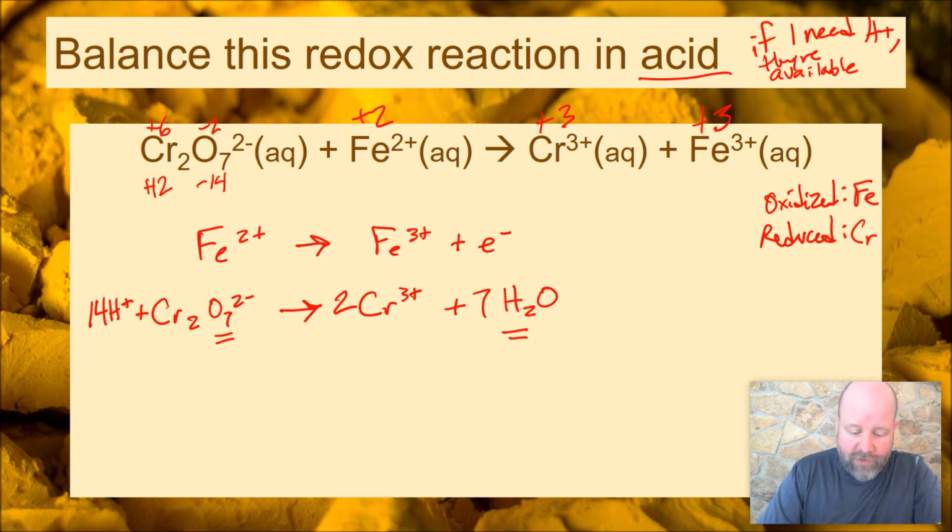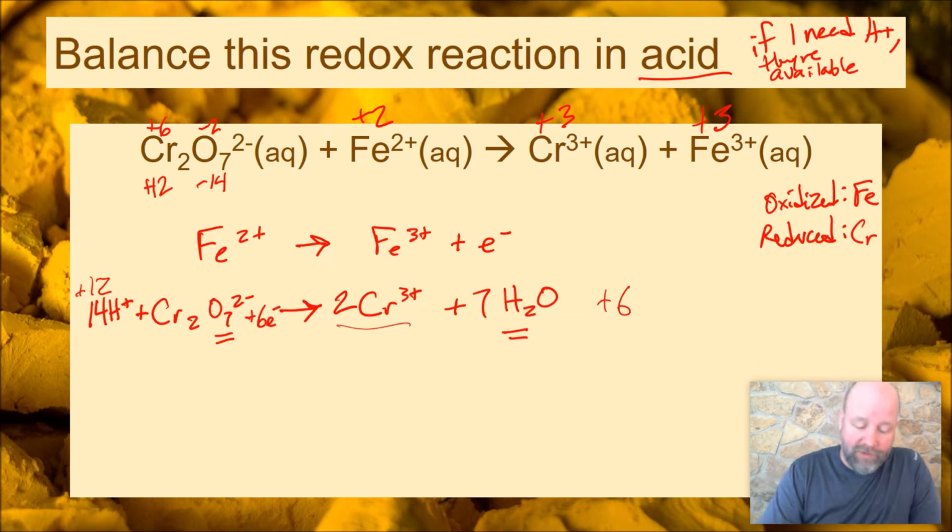So now we got to look at our charges. Total charge on the right-hand side is only coming from these guys. It looks like it's plus 6. And the total charge on the left-hand side, I got 14 H pluses, so that's 14 plus 1s, plus the 2 minus, so I got a total of plus 12 over here. So if I want this to balance out, I got to put 6 electrons on the left-hand side, and that'll give me 6 negative charges to cancel some of that positive. So I'm just going to put plus 6 electrons. I just squeezed it in there.